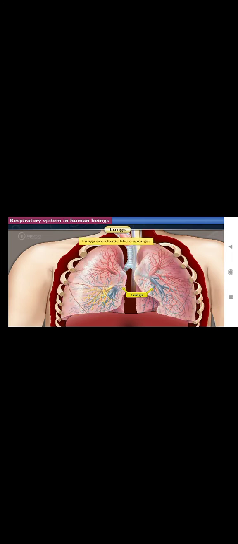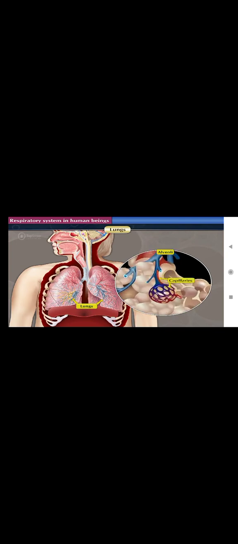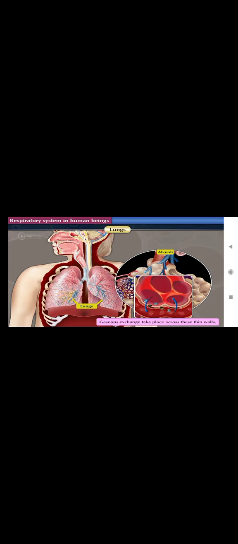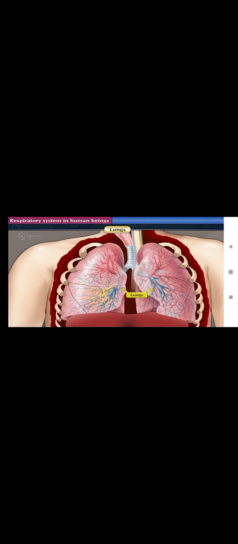Lungs are elastic like a sponge. They are made up of many small compartments called alveoli. A rich network of capillaries is present around each alveolus. Walls of alveoli and capillaries are extremely thin. Gaseous exchange can easily take place across these thin walls. As a large number of alveoli are present in lungs, a larger surface is available for gaseous exchange. Let us discuss this function of lungs in a little depth.